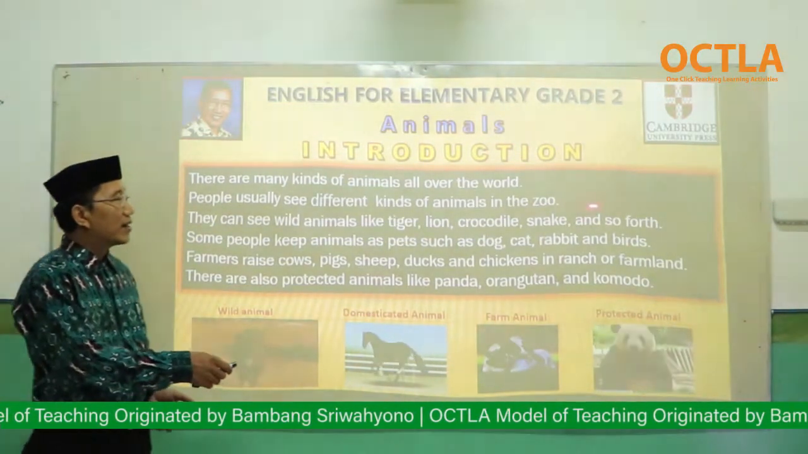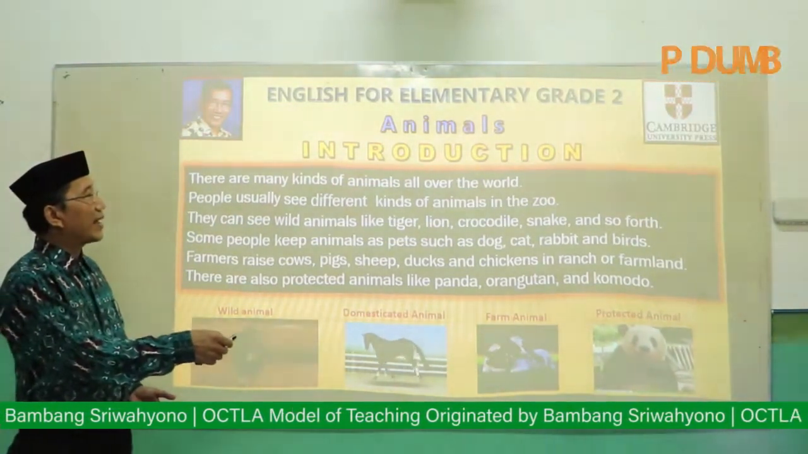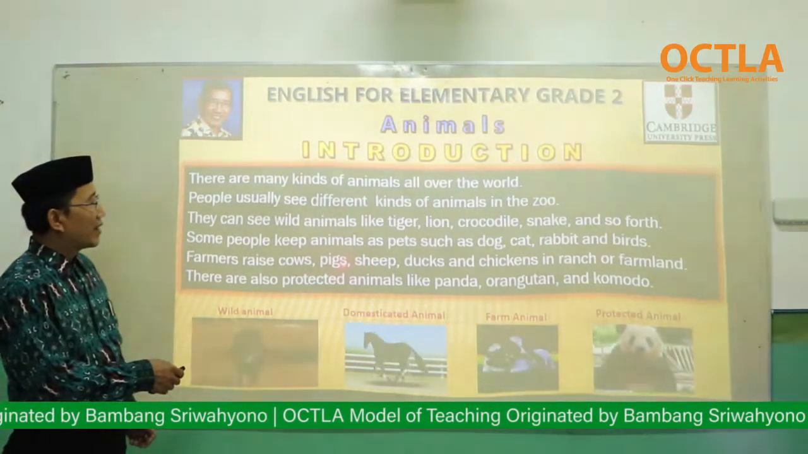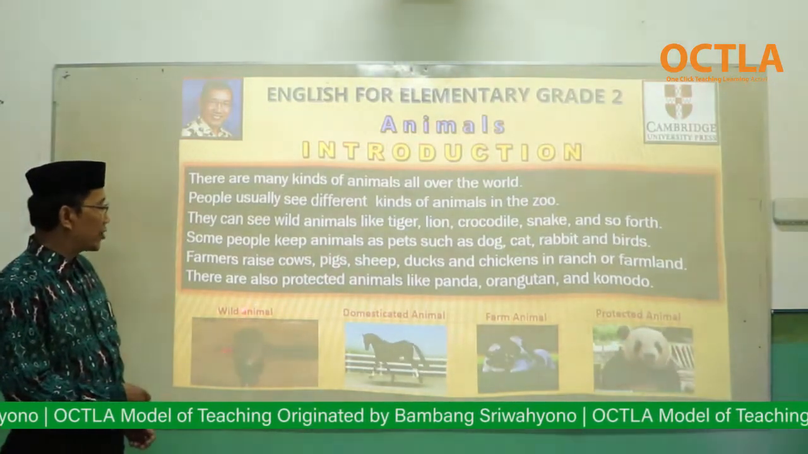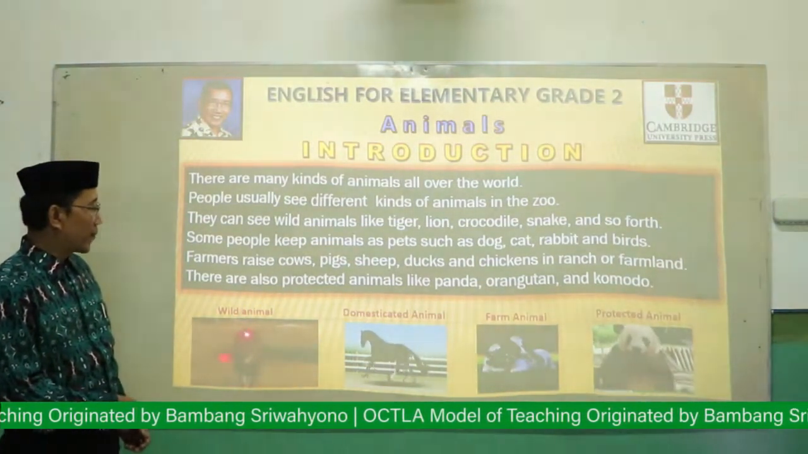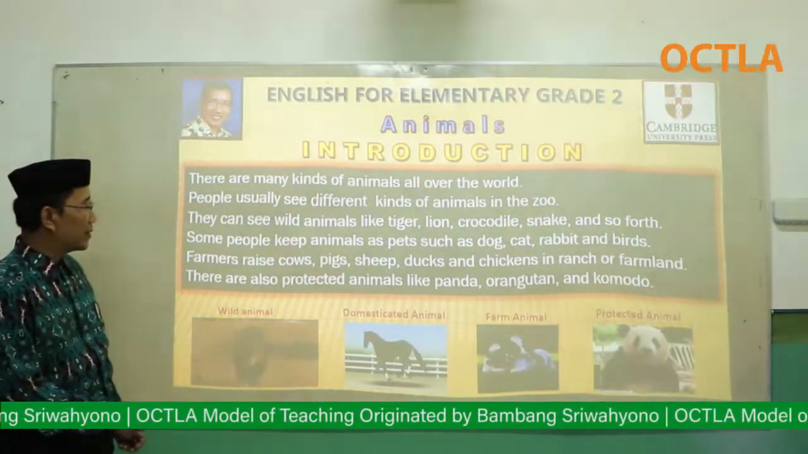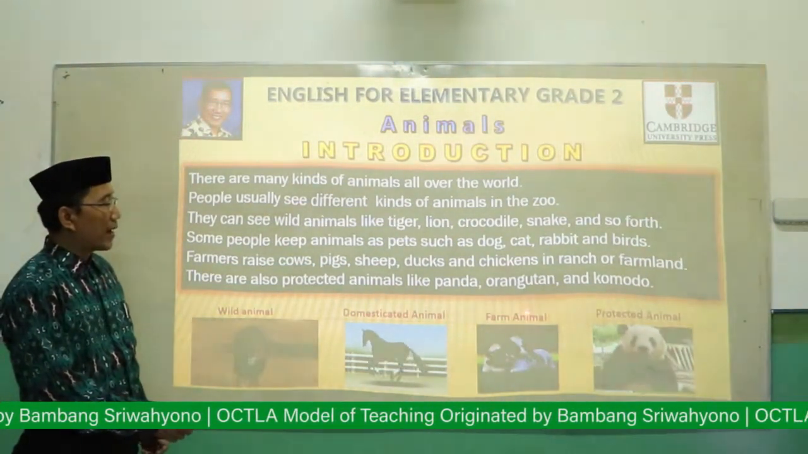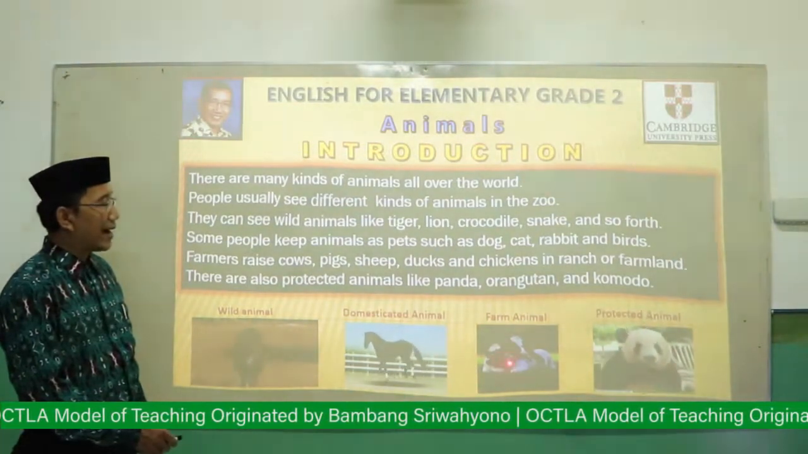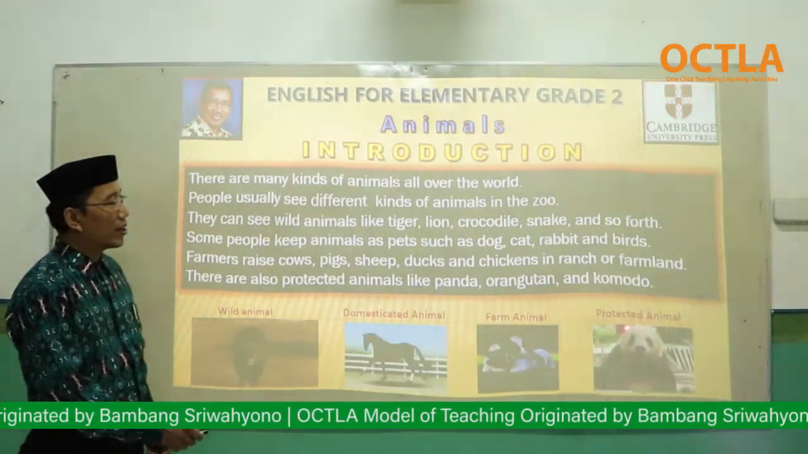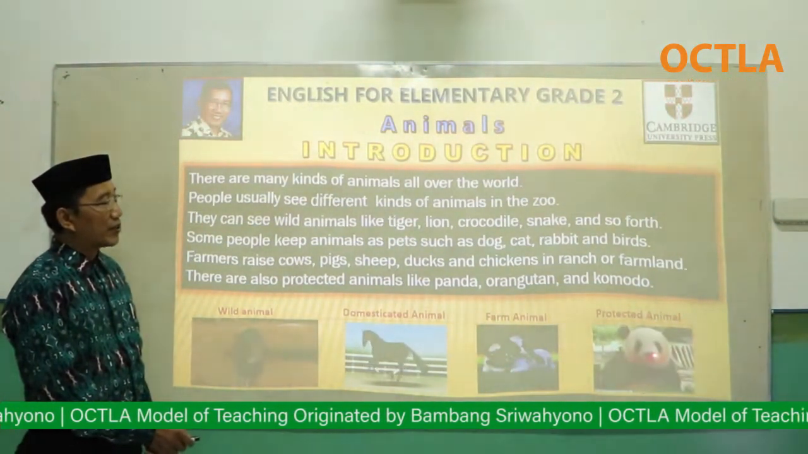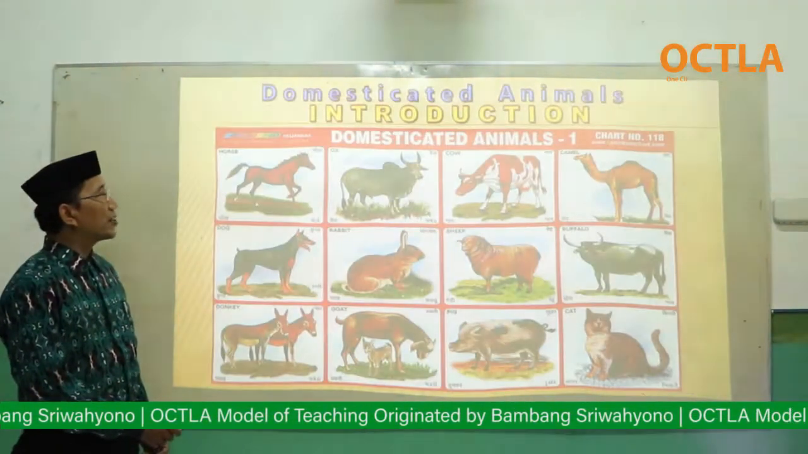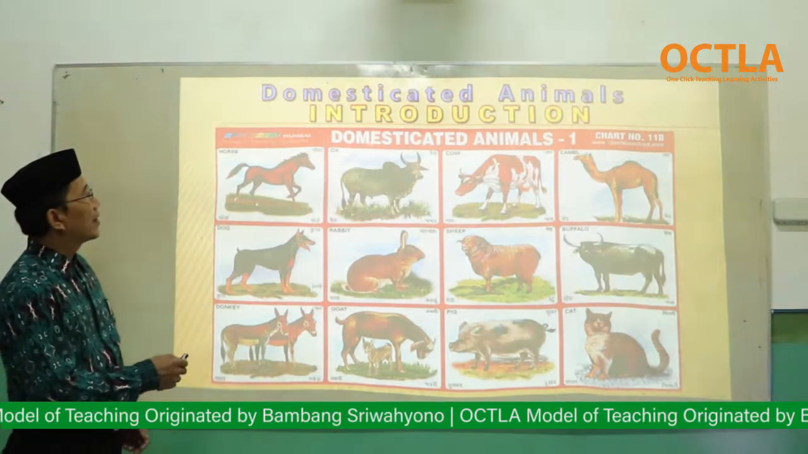So here we use it as an introduction, and we divide the animals into at least 4 groups. Wild animals, for example, lion; domesticated animals, for example, horse; farm animals, for example, cow; and protected animals or endangered species, for example, panda. And we can give another example here.